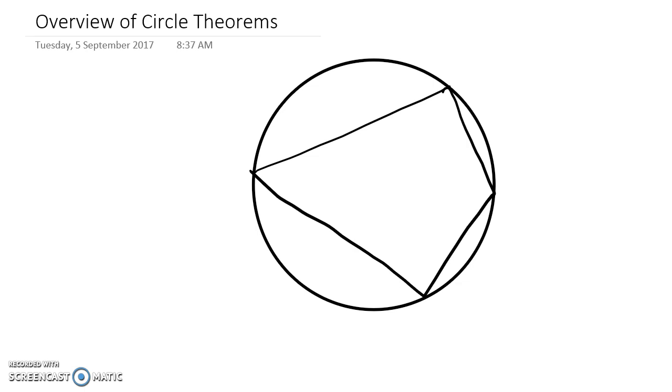This circle theorem states that this angle here plus this angle here have to add to 180 degrees, and this angle here and its opposite, this angle over here, also have to add to 180 degrees. That's circle theorem 3.